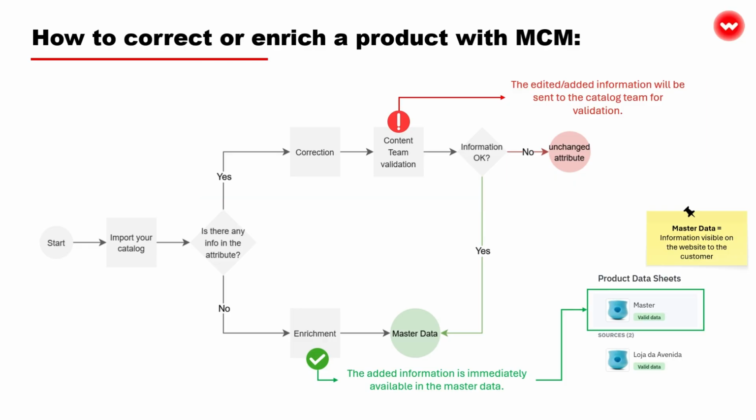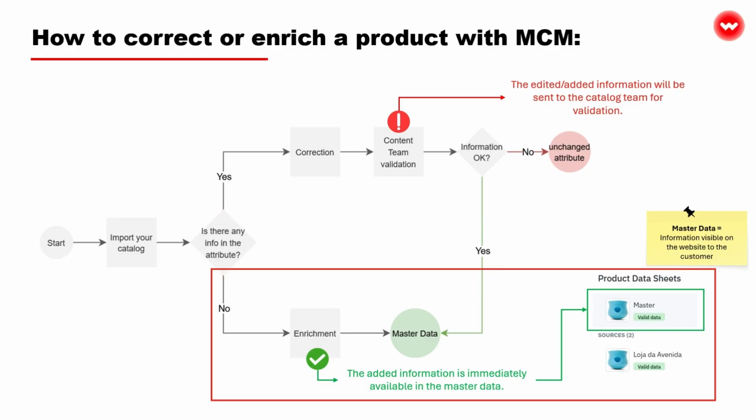Now, going back to the beginning of the flow. Is the attribute filled in? No. Then it is an enrichment. Since there was no information in this field before, the information you added goes to the master data.